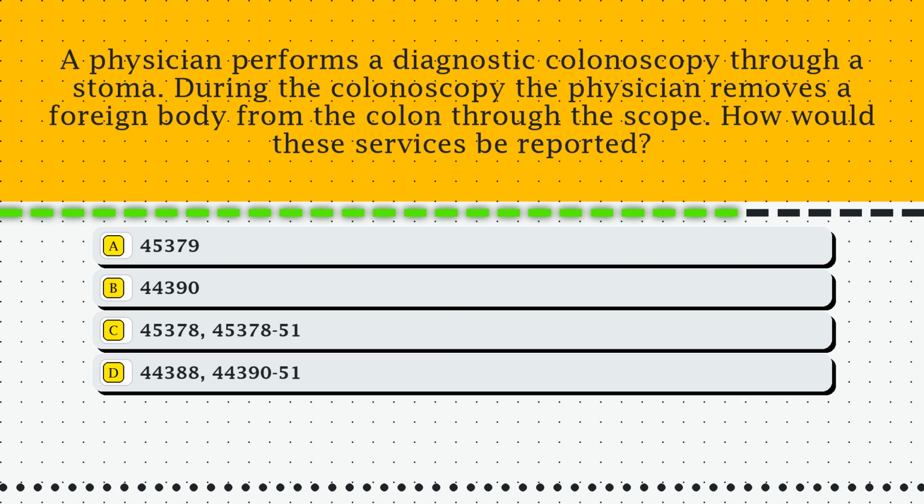During the colonoscopy, the physician removes a foreign body from the colon through the scope. How would these services be reported? Option A, 45,379. Option B, 44,390. Option C, 45,378, 45,378 to 51. Option D, 44,388, 44,390 to 51.